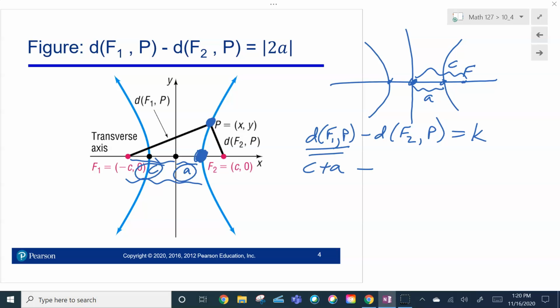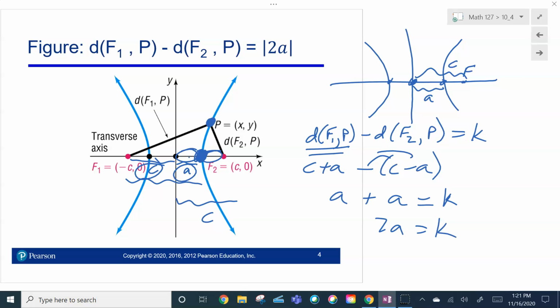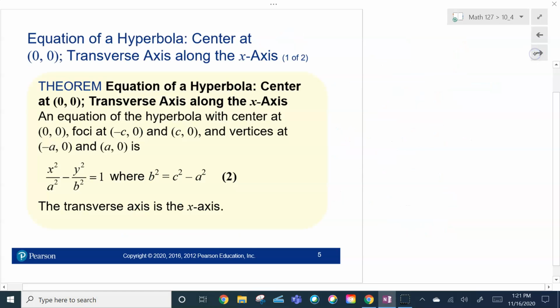So the distance right here, we know this distance is c. We know that distance is a, so it's just c minus a. So when I distribute that, notice my c's cancel and I have a plus a. So my fixed amount is 2a. So the difference is the absolute value of 2a, the fixed distance. So that's just a little note of that. That'll come into play in our application problem at the end.